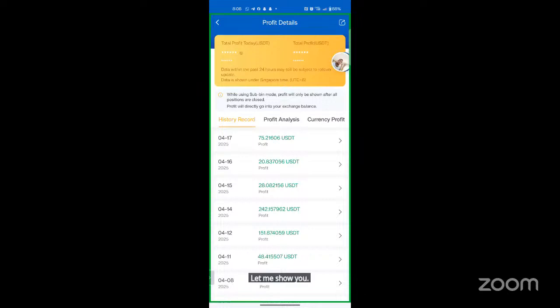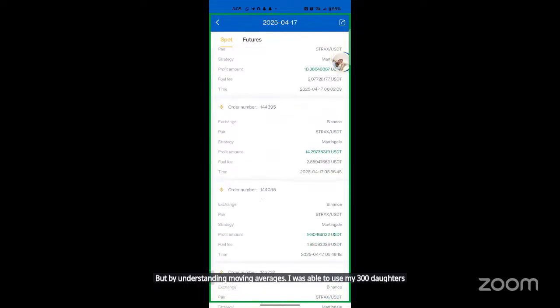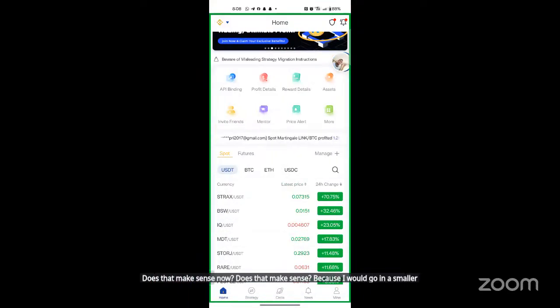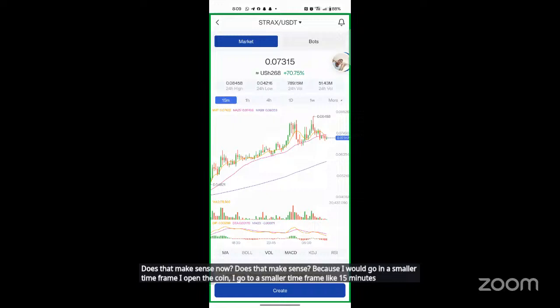Look here, guys. By understanding moving averages, because it is not easy to keep dropping signals every minute, I was able to use my $300 to make profit. Does that make sense now? Because I would go in a smaller time frame. I open the coin, I go to a smaller time frame, like 15 minutes, and I look at the chart.